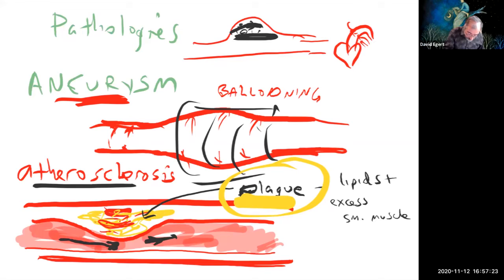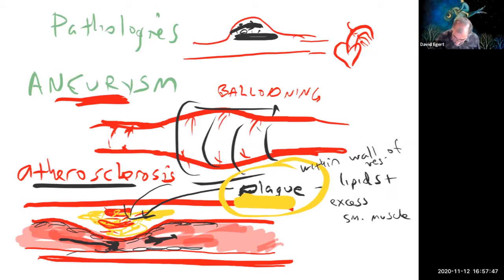We still have your tunica intima. The endothelium is still lining the walls of this thing. It's not like the fat is clogging inside the vessel and that's why it's clogged. This plaque is forming within the wall of the vessel.